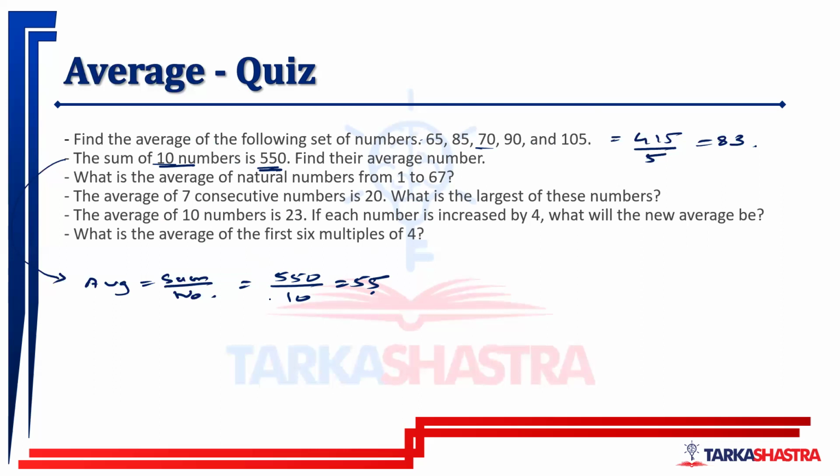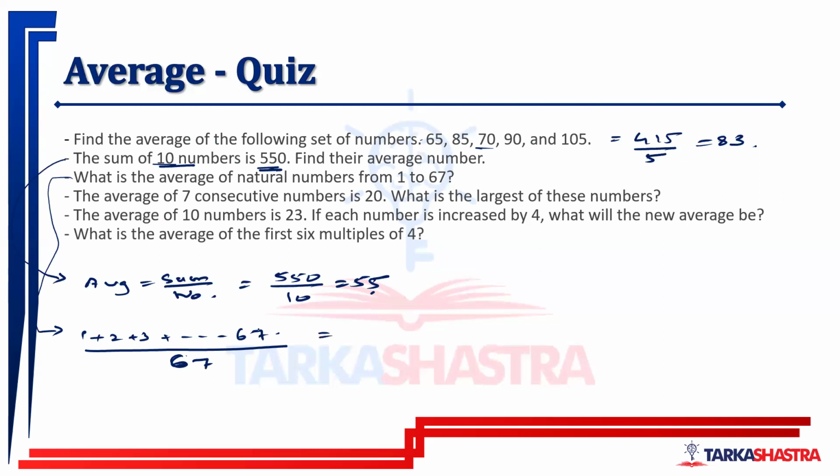Next, what is the average of natural numbers from 1 to 67? Okay, so we have to do 1 plus 2 plus 3. This is our third question. 1 plus 2 plus 3 up to 67. This will be the sum of the quantities upon the number of quantities, 67. This is how you will calculate the average. First you will add all the quantities, then you divide it by the number of quantities.